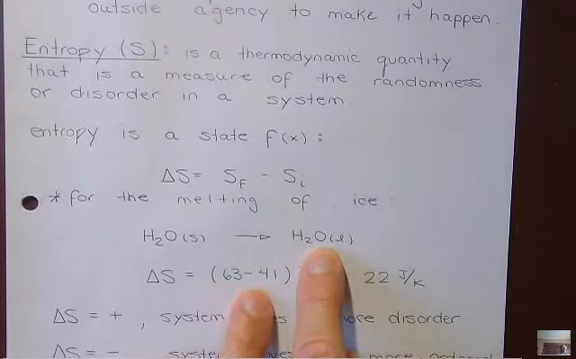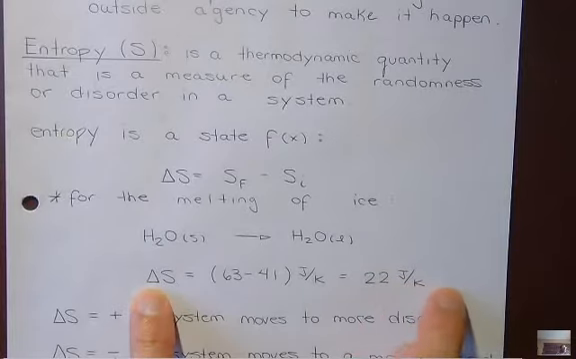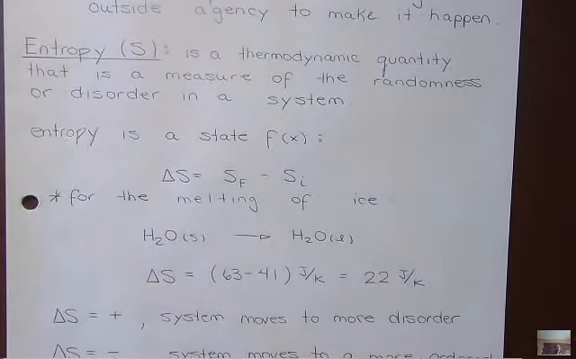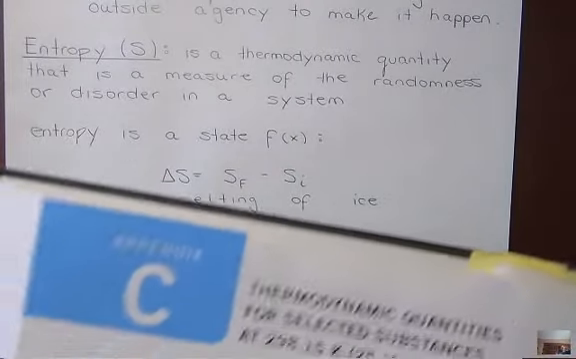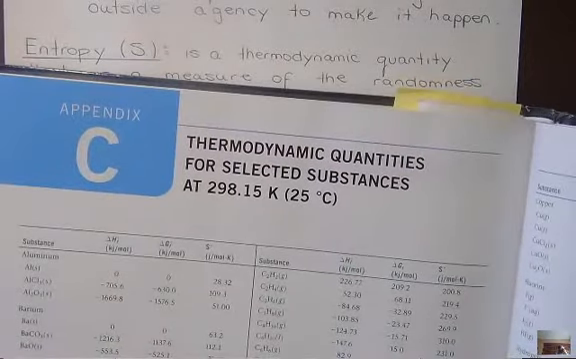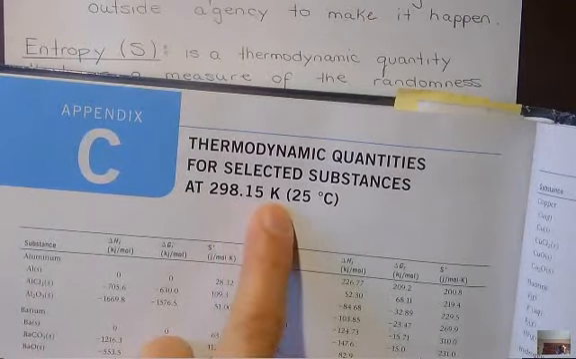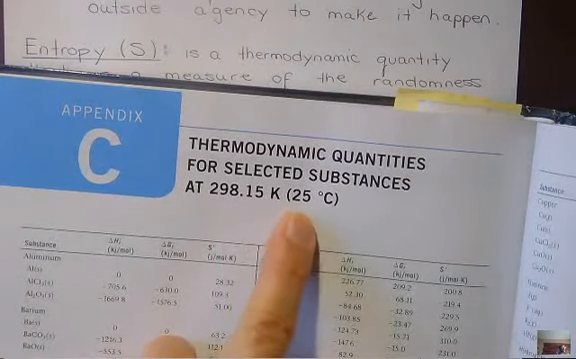And this has to be done at a certain temperature. So delta S at this particular temperature turns out to be 22 joules per Kelvin. And usually it's done at 25 degrees Celsius or 298 Kelvin. And I'll show you where those numbers come from. From your textbook, this is Appendix C, thermodynamic quantities of substances at 298.15 Kelvin, so 25 degrees C.